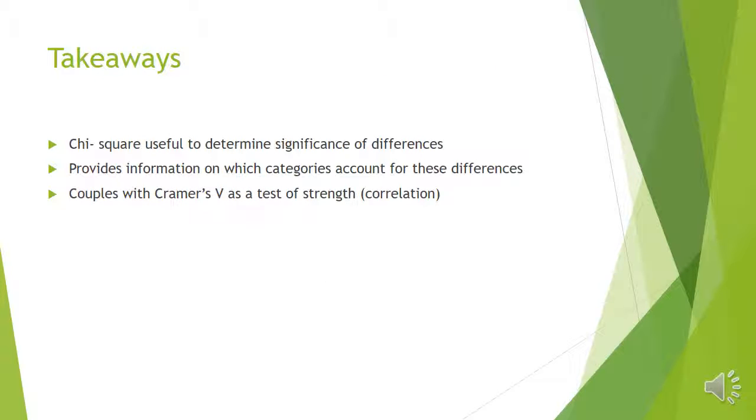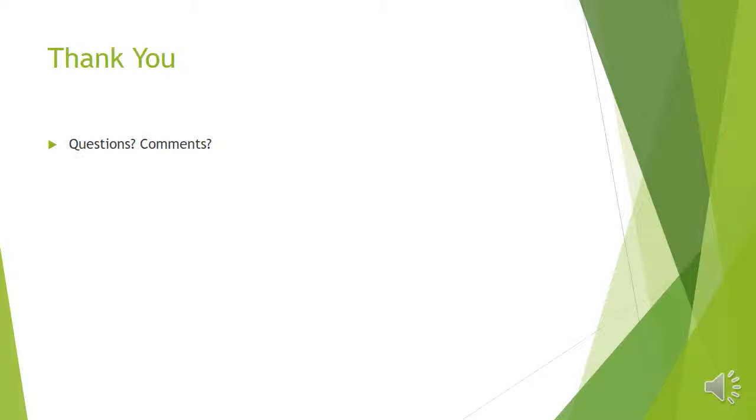Our main takeaways from this presentation are that the chi-square test is useful to determine the significance of any differences between observations. It provides information on which categories account for these differences, and it couples with the Cramer's V test as a strength of correlation.